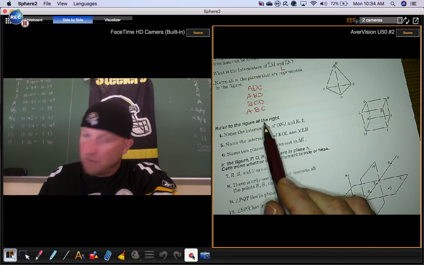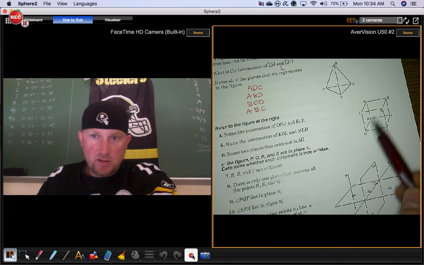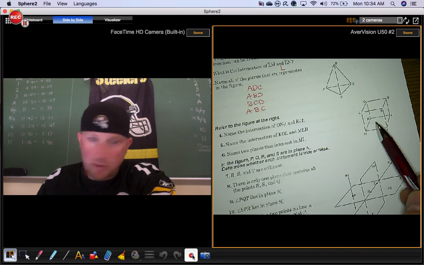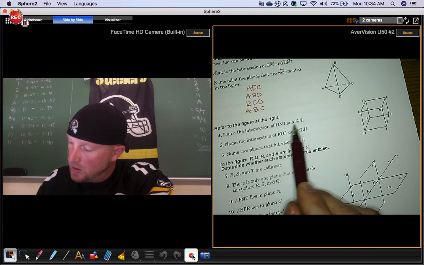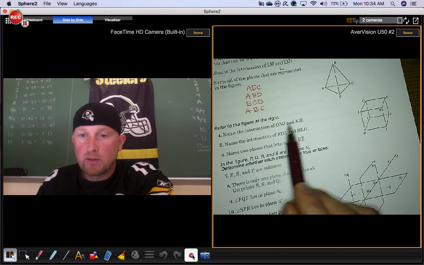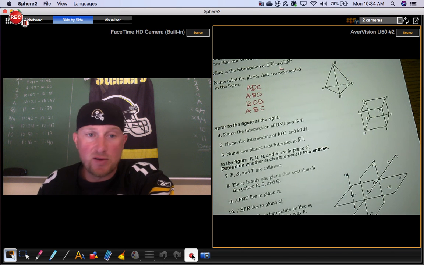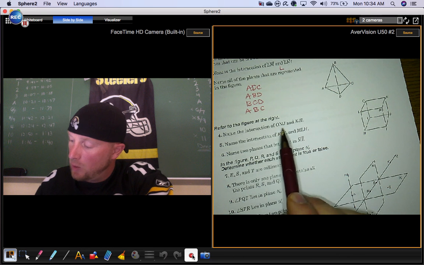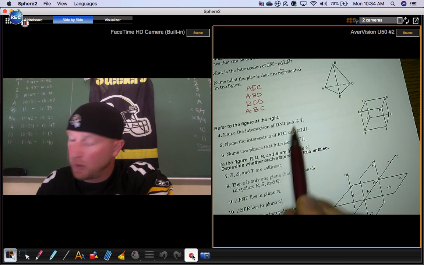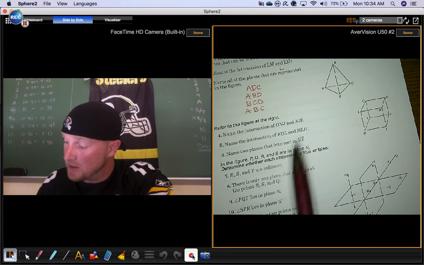Number 4, refer to the figure at the right. So we're using this shape. It's a more common shape. It looks like the room that you're in. Name the intersection of these 2 planes. These are planes. It doesn't say the word plane, but I know they're planes because there's 3 letters. We have a postulate that says the 2 planes intersect at a line, so I know my answer is going to be a line.